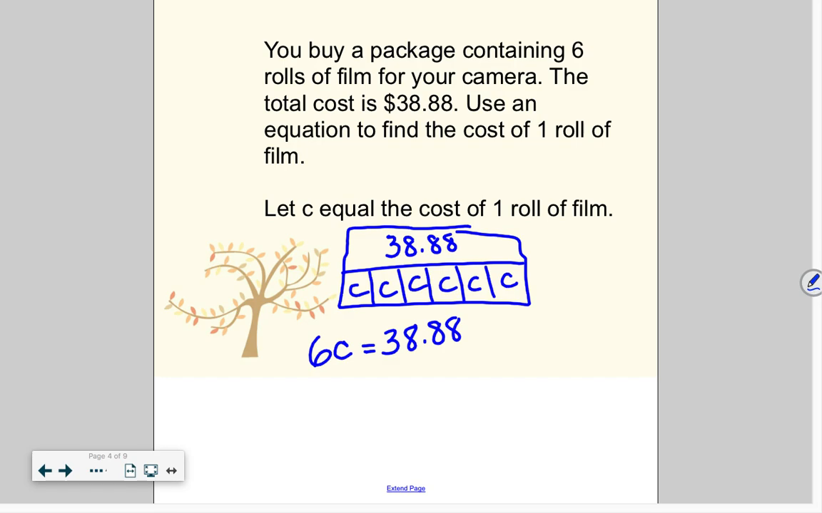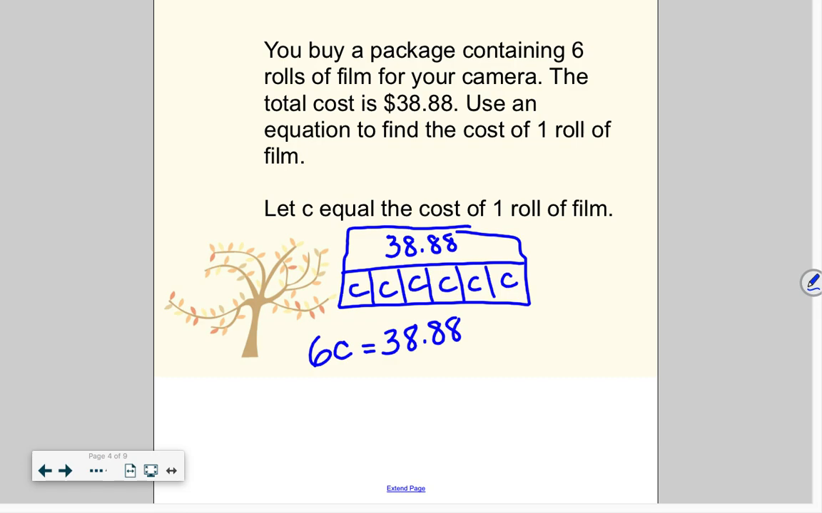Anytime you see the word each or every, that is multiplication. For example, the seniors right now are selling pumpkin pies for $8 per pie. Wouldn't that be 8 times P, the number of pies that are going to be bought? Maybe someone is selling candy bars for a dance. How much are candy bars being sold for? $1 per candy bar. So isn't that 1 times C, the number of candy bars?